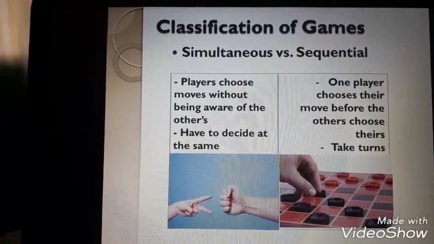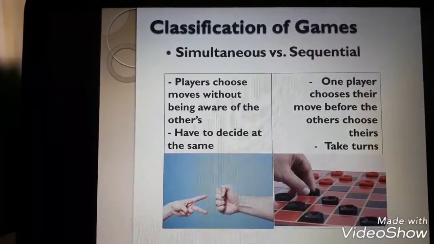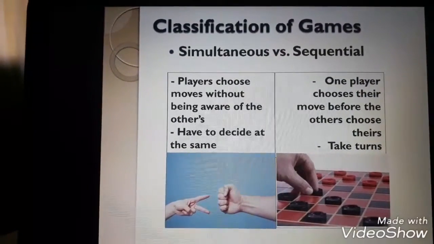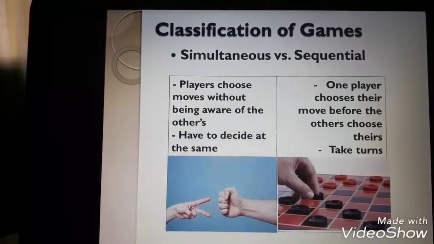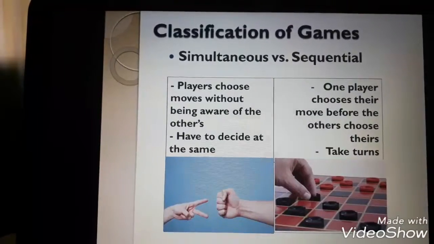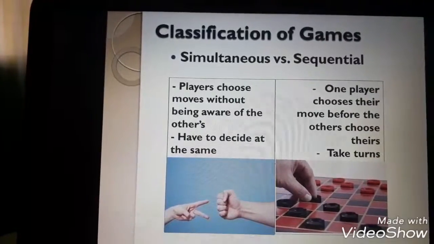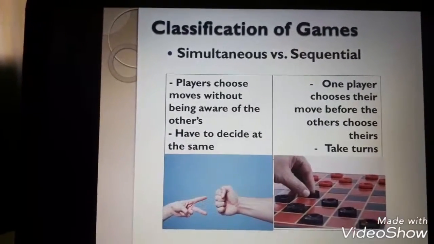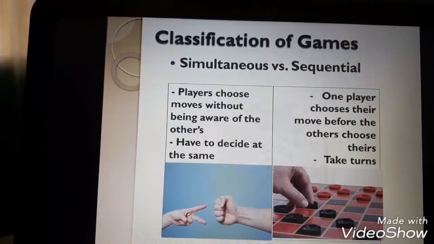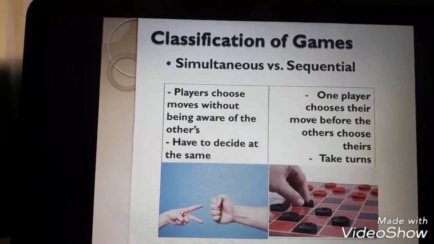In contrast to this, in a sequential game, one player gets to choose their move before the others, which allows for the other players to decide what they will do based on what the previous player has done. In other words, a sequential game requires players to take turns, and therefore their moves are done at different times. A nice example of a sequential game is checkers, because 2 players here keep track of each other's actions and also take turns moving on the board.